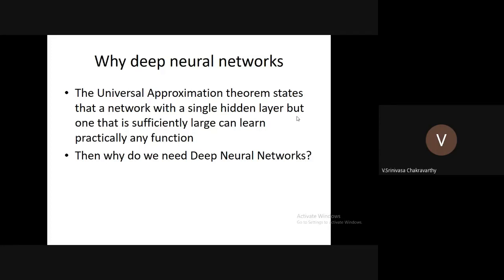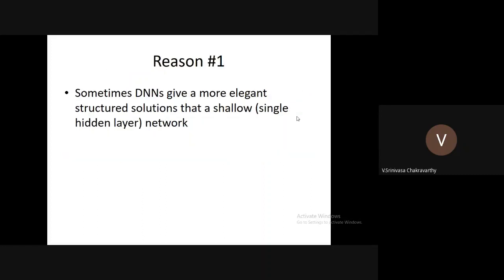So we have this universal approximation theorem, which says that even a network with a single hidden layer, but a hidden layer which is sufficiently large, can learn practically any function. If that is the case, then why do we need a deep neural network? Why do we need multiple hidden layers? There are several reasons, because that's the whole justification behind all the arguments that support deep learning.